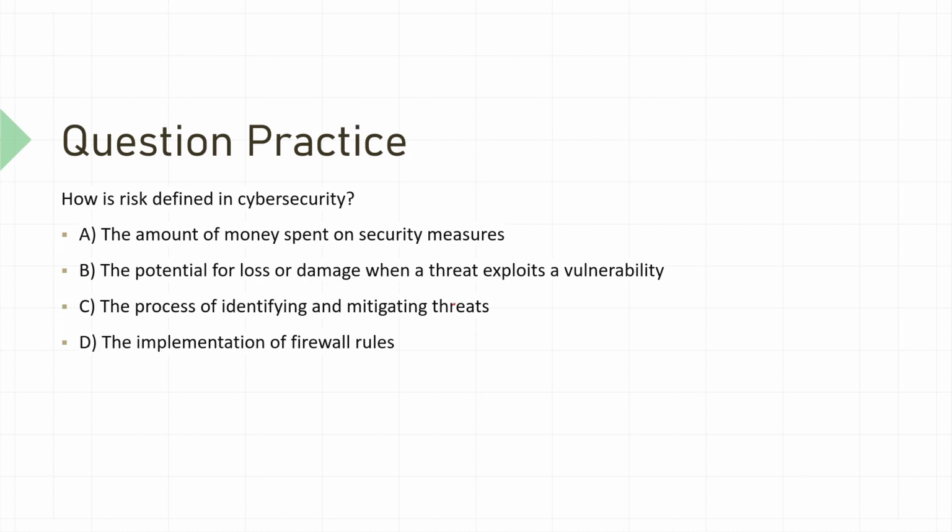Third question: how is risk defined in cybersecurity? Option A, the amount of money spent on security measures. Option B, potential for loss or damage when a threat exploits a vulnerability. Option C, the process of identifying and mitigating risks and threats. And D is implementation of a firewall. So D and A are the control part, and C is only talking about threats. The answer is B, potential for loss or damage when a threat exploits the vulnerability.